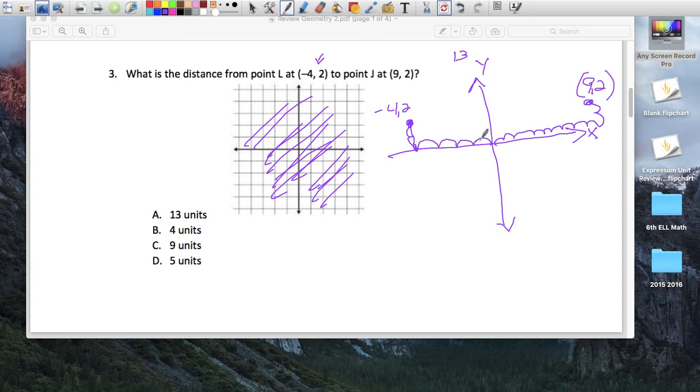Each step that you take to go from one point to the other, or you can find out how many spaces this point right here is from the y-axis. 1, 2, 3, 4. So this particular distance is 4 steps from the y-axis. Meanwhile, this one is 9 steps away: 1, 2, 3, 4, 5, 6, 7, 8, 9 steps from the y-axis. So this is 9. Knowing these two, I can just add them, because this is 4 and this is 9, and the total distance would be 13. Okay.